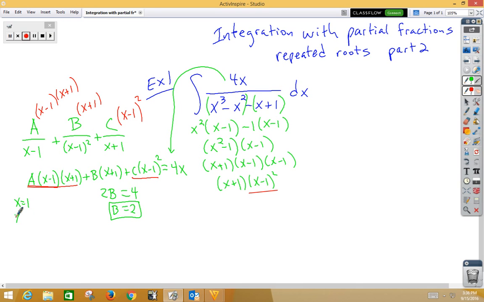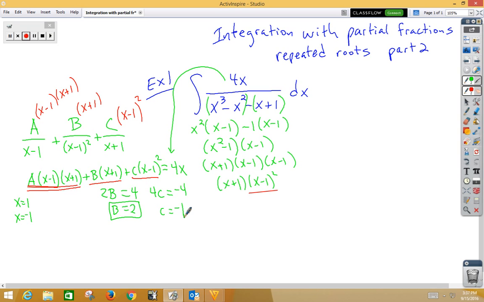Now let's choose x is negative 1, because a negative 1 will get me a 0 for my first term. Will get me a 0 for my second term. My third term, negative 1 minus 1 is negative 2 squared would be 4. So I get 4C is equal to negative 4. So C equals negative 1.